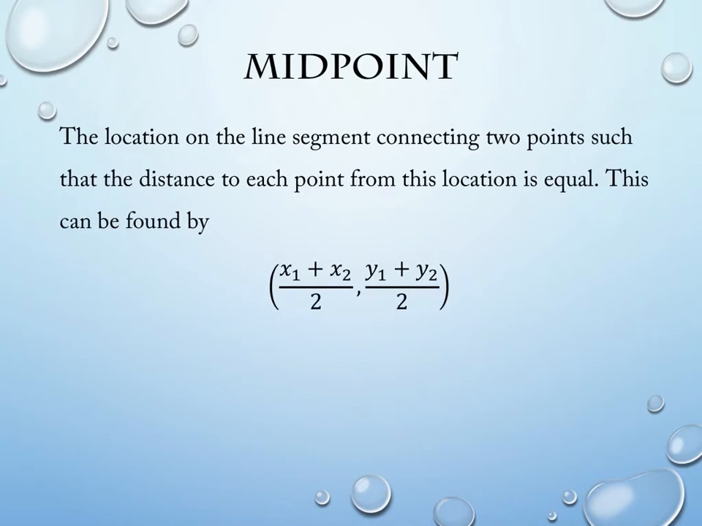All right, so midpoint's another item that we're going to take a look at in this section. Midpoint is the location on the line segment containing 2 points, such that the distance to each point from this location is equal. And you'll see that this formula given below is averaging values. So we take x1 plus x2 and divide it by 2. That's an average x value. And the same thing for the average y value in the y term.